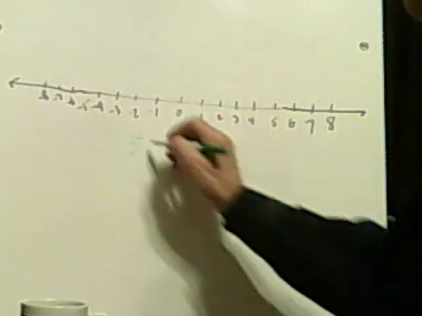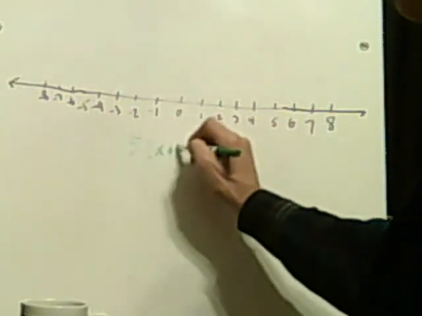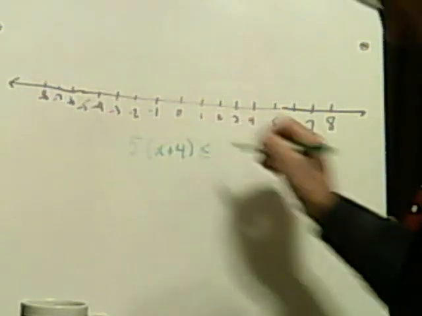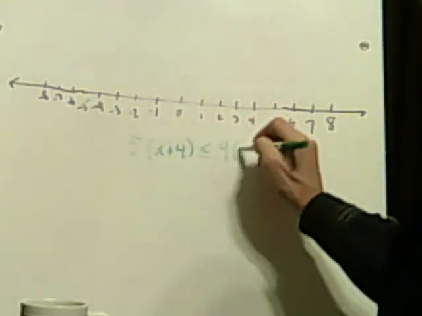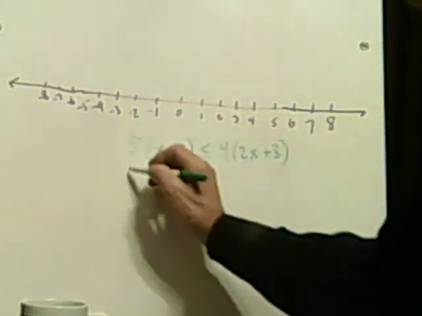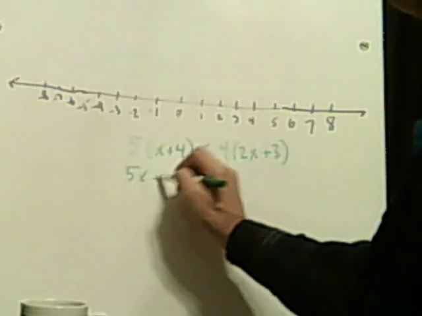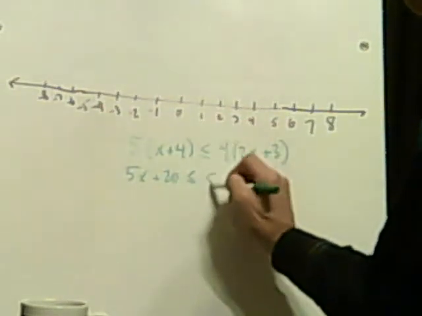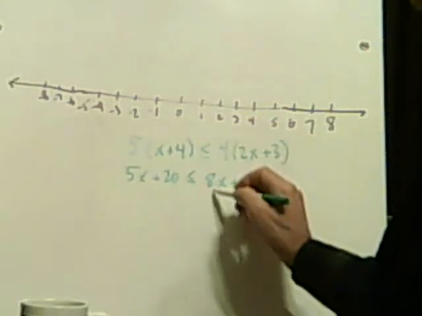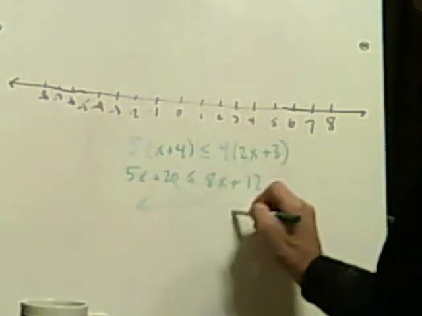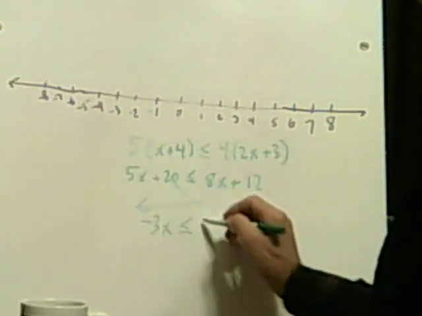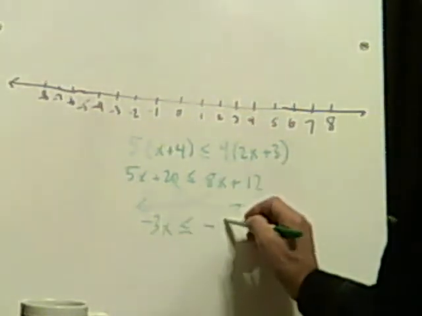5 times (x plus 4) less than or equal to 4 times (2x plus 3). So we multiply things out to get 5x plus 20 less than or equal to 8x plus 12. Now we can start moving things. Move this one and move that one. We got negative 3x less than or equal to negative 8.